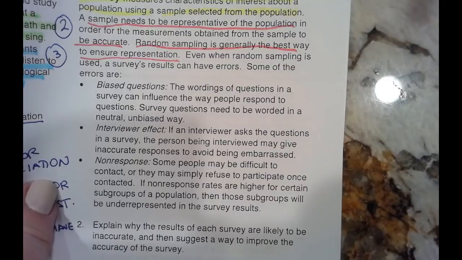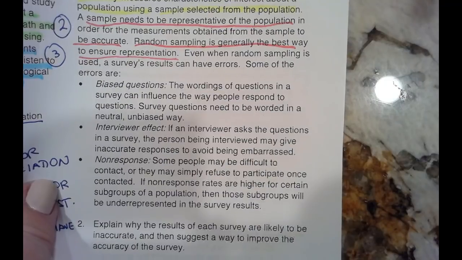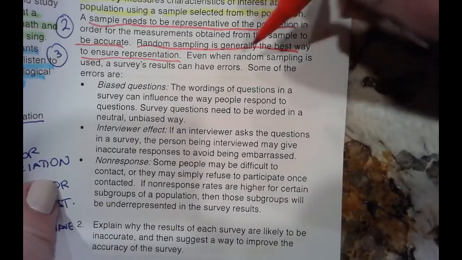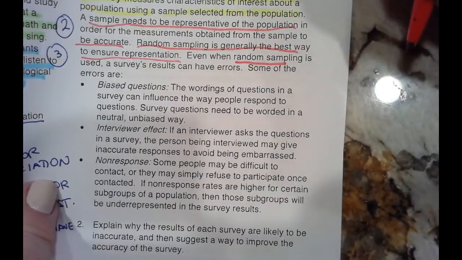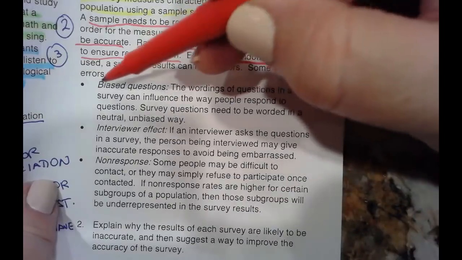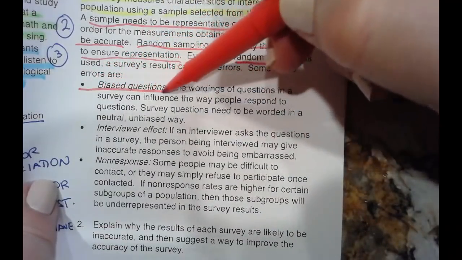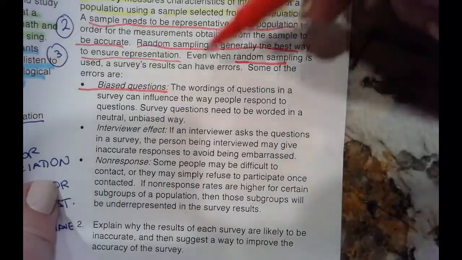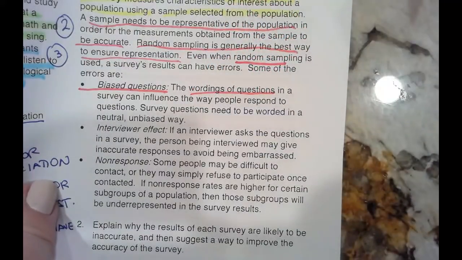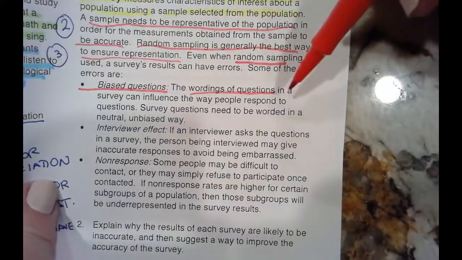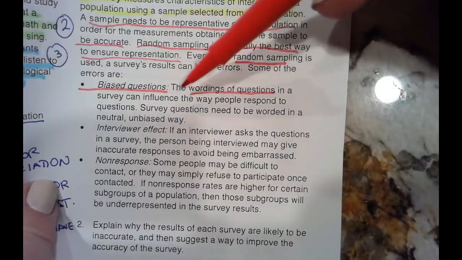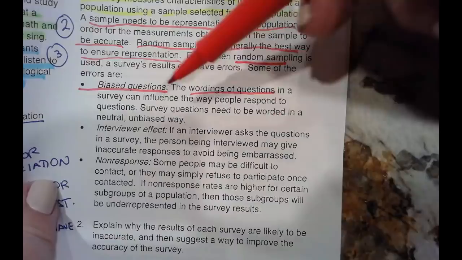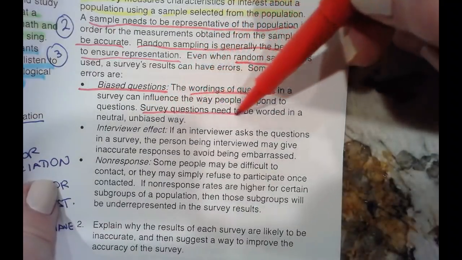So you have to know the three types of errors. You need to be able to recognize them. You need to be able to describe them on the test. So even if we use random sampling, and even if we do everything correctly, we can have survey errors. So survey errors can be biased questions. The wording of the question in a survey can influence the way people respond. So survey questions need to be worded in a neutral and unbiased way.